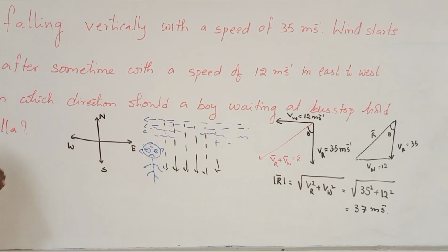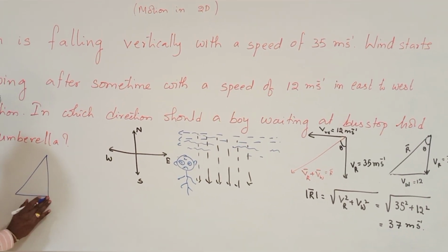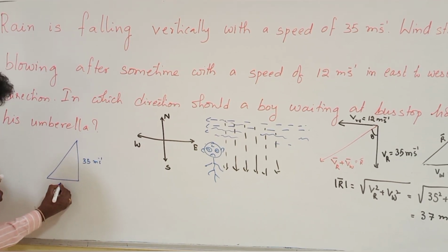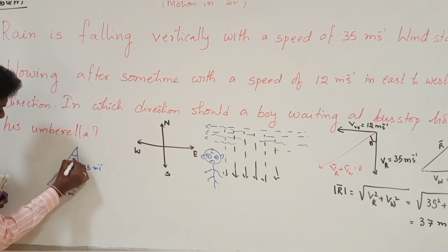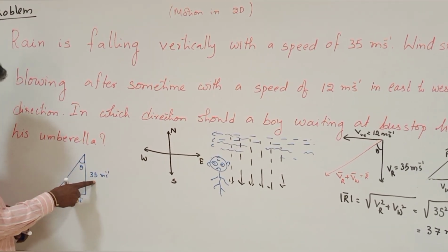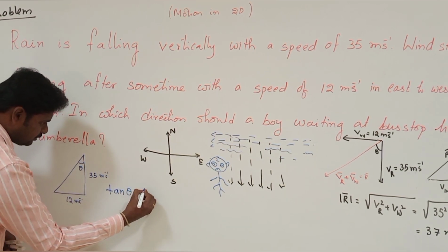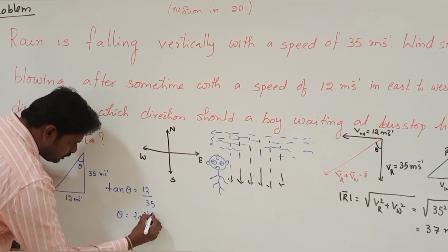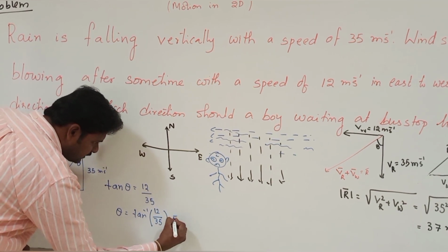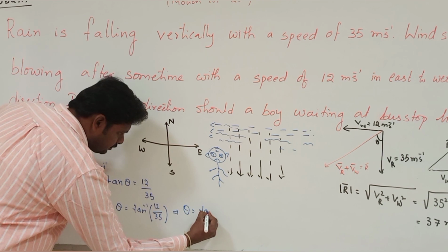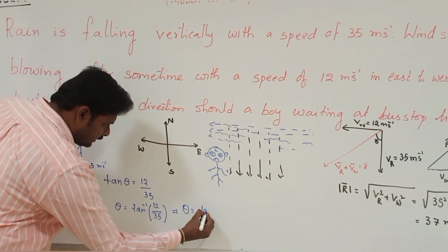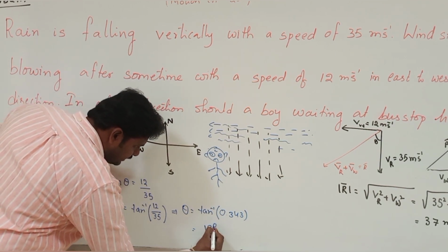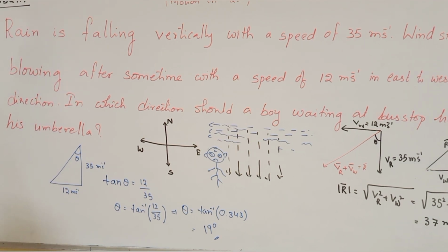Now again extending to that, this is 35 meters per second and this is 12 meters per second. This is an angle. I want to find out the angle. This is called the opposite side, this is the adjacent side. So definitely we go for tan theta is equal to 12 by 35. Theta is equal to tan inverse of 12 by 35, which is tan inverse of 0.343. If you go with the calculator, this is about 19 degrees, right.